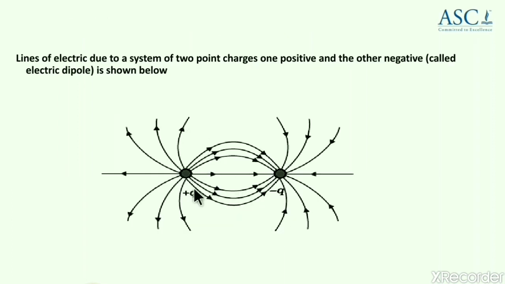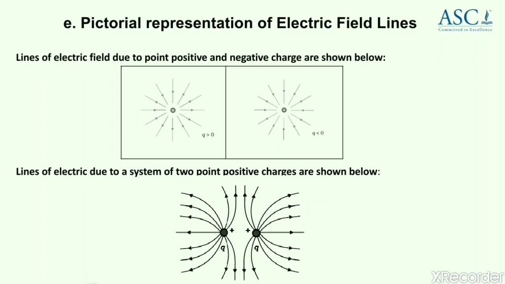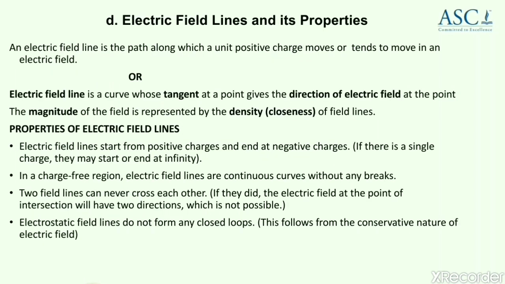And here also in this diagram you can make out, nowhere can you see any loop forming. See here, it starts from positive and ends at negative, even downwards it starts from positive and ends at negative. So in any diagram, wherever you draw electric field lines, you never see closed loops forming. This is the fourth property, an important property. It can also appear for 2 marks. This is based on the conservative nature of the electric field.